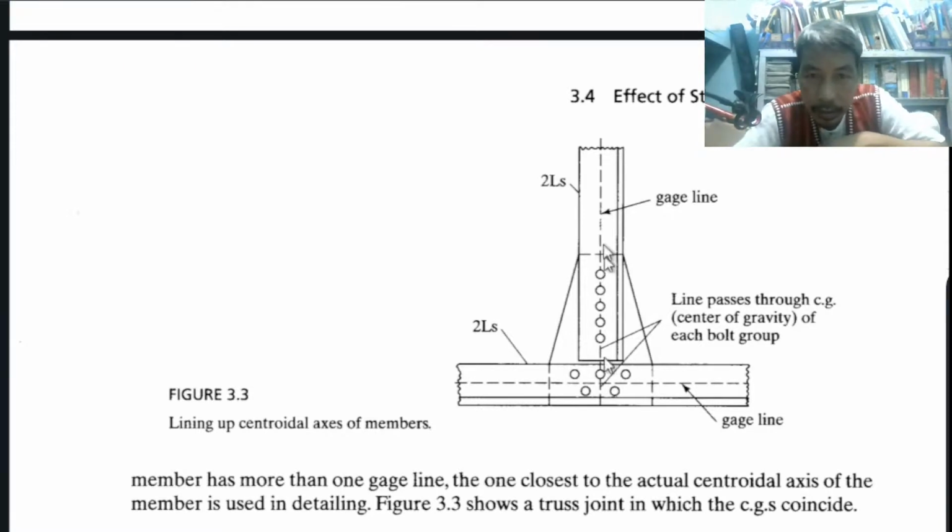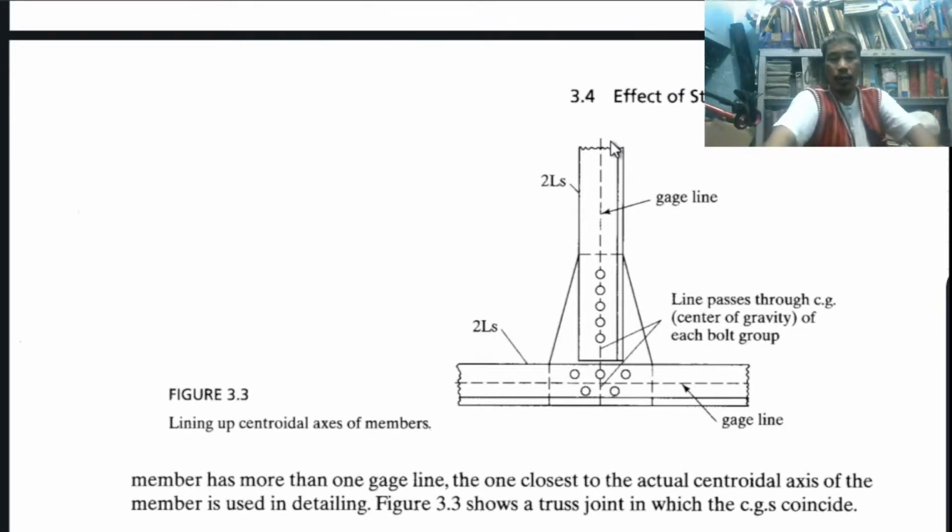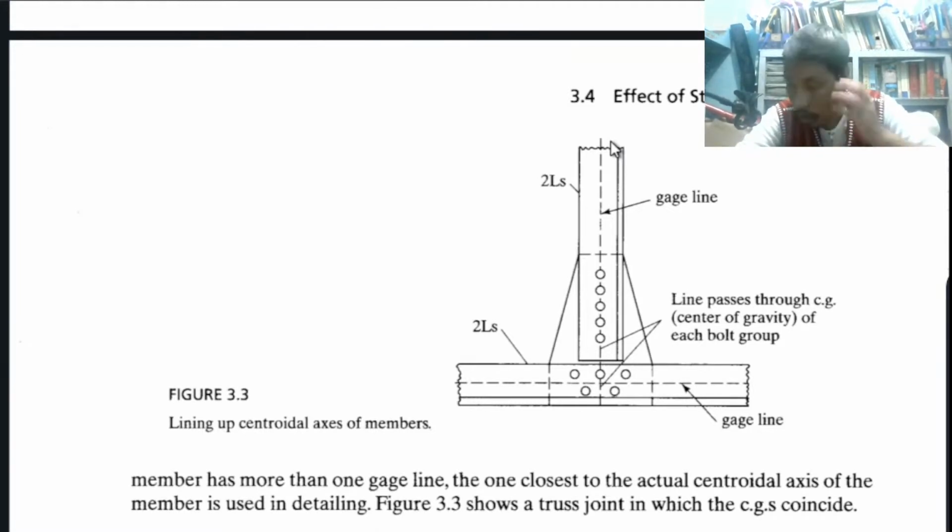So that is what we call the gauge line. If that is a centroidal axis, that is where we usually base our computation or placement of holes. The line passes through the center of gravity of its bolt group, passing through the center of the bolts. Another gauge line, but this gauge line did not pass through any bolt.